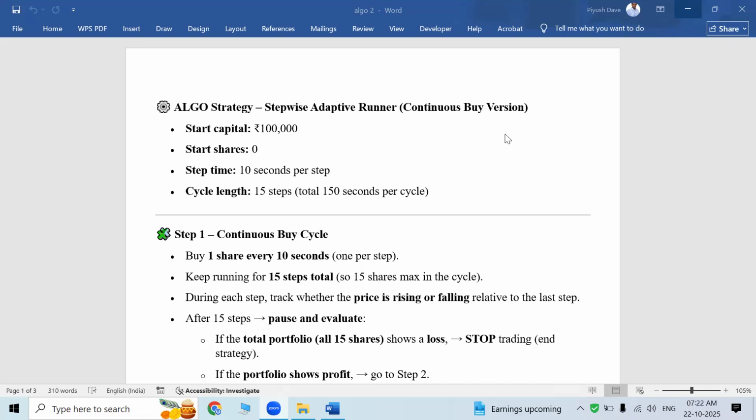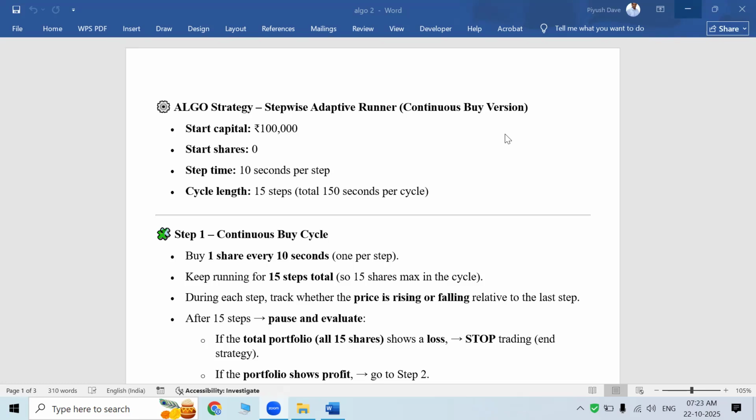Adaptive Runner. It's a continuous buy version. You can create a continuous buy version or a continuous sell version, but I always think of buying and selling the concept because I always think of playing a bullish market, so that's why my strategies always work with the concept of buy version. But you can also create the same version with this logic on a sell side also.